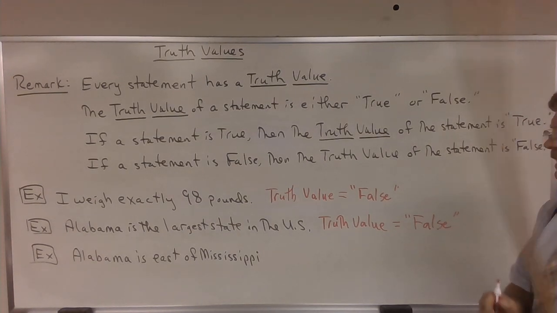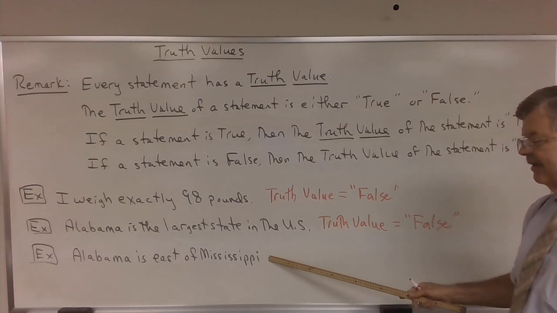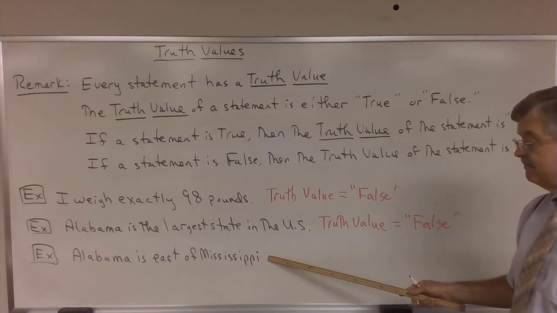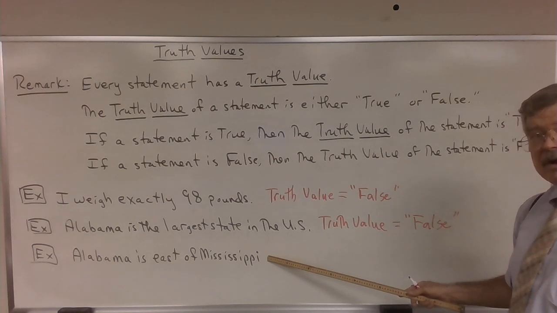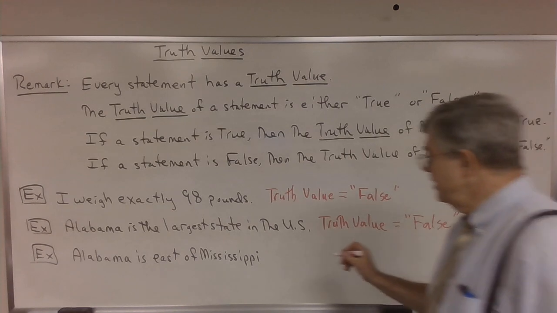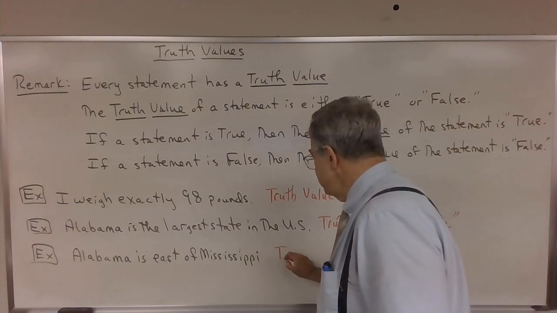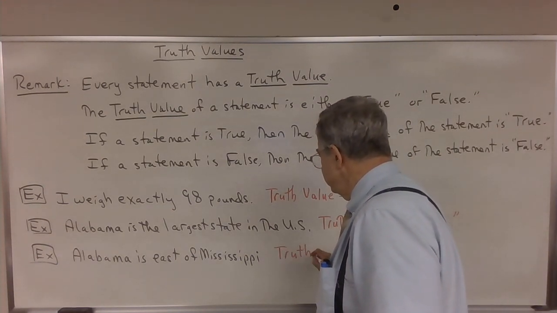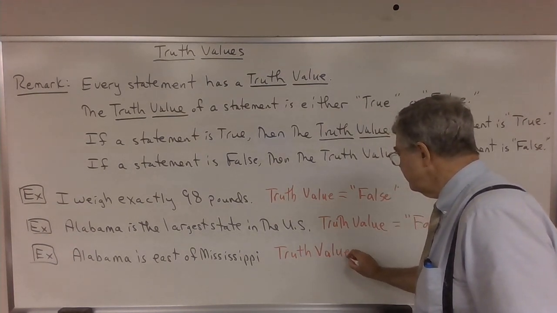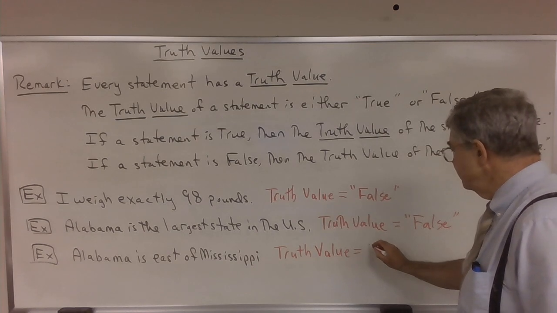Well, hey, maybe we'll get a true statement down here. Alabama is east of Mississippi. If we look on a map, we'll see that that is absolutely true. So the truth value of this last statement is true.